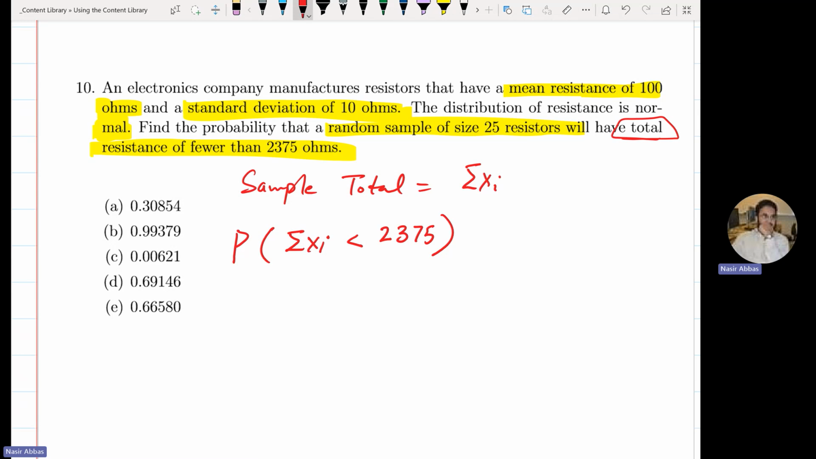We haven't done anything in our slides related to summation x. We did everything related to x bar. Can this question be converted to x bar? How? Divide both sides by n. N is what? 25. So the question will become probability of x bar less than... this was the electronic question.